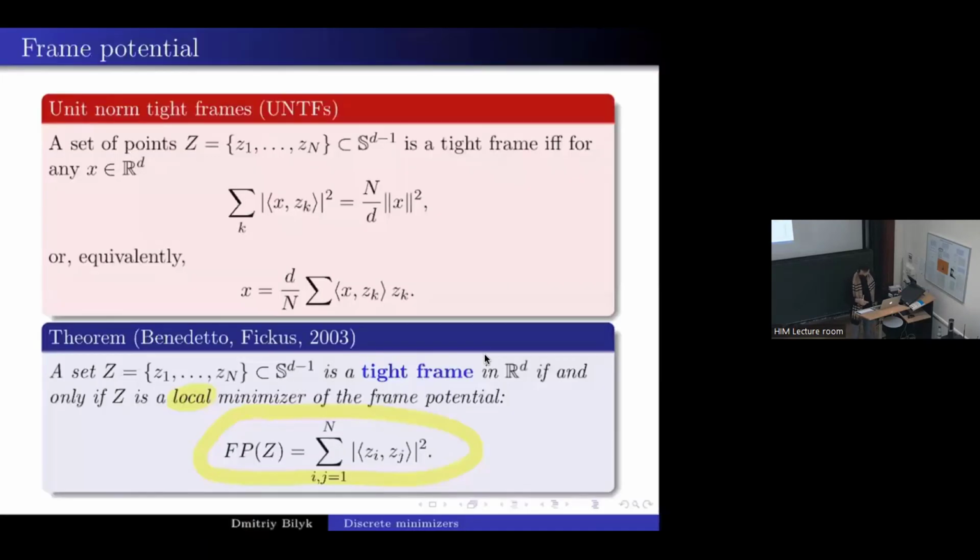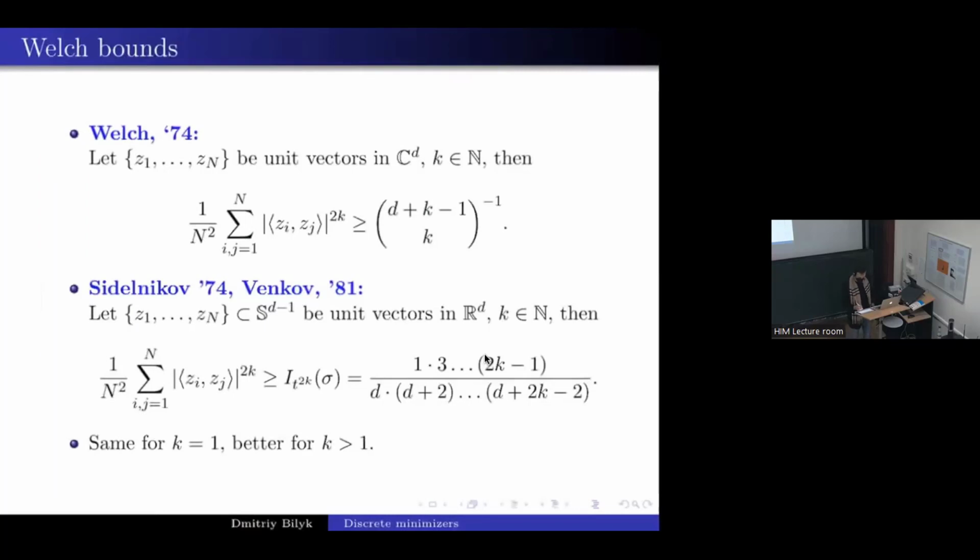You can also think about other powers here, and other powers do come up naturally in some other problems. In particular, there is a very classical inequality. This works for complex vectors. If you take the power 2k here, you have this lower bound, which is known as the Welch bound. Here we have unit vectors in C^d, and you get this lower bound for this discrete energy.